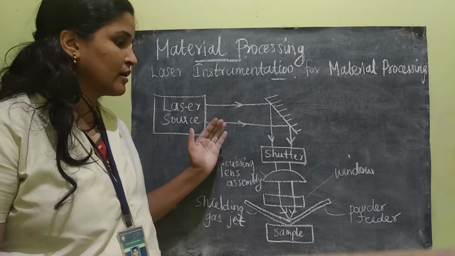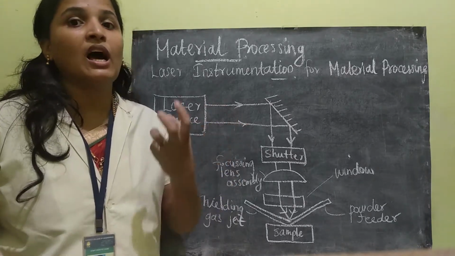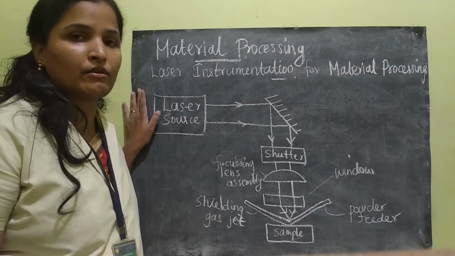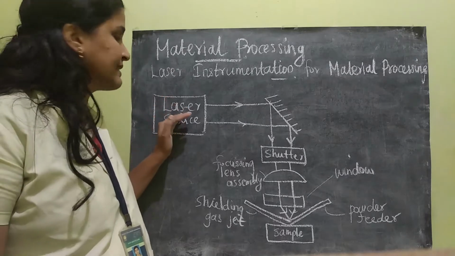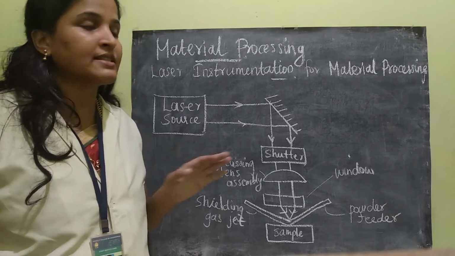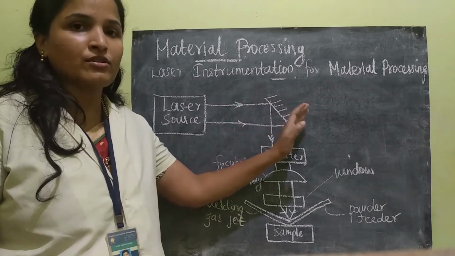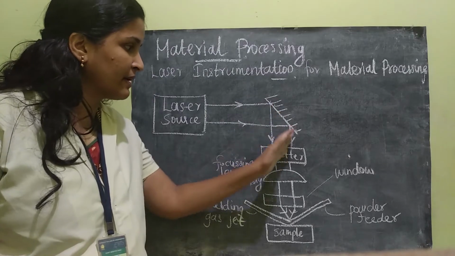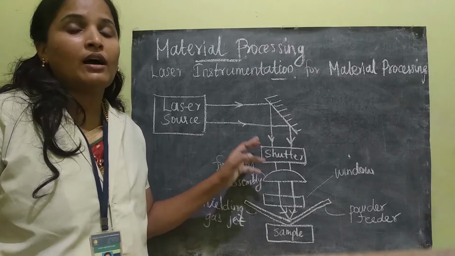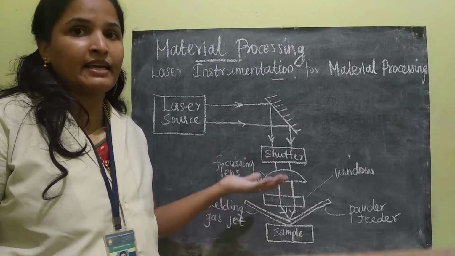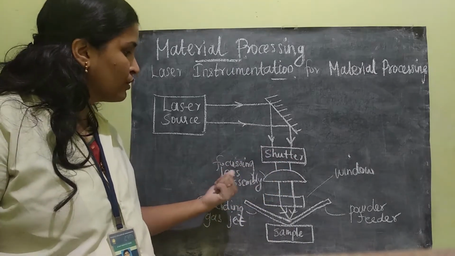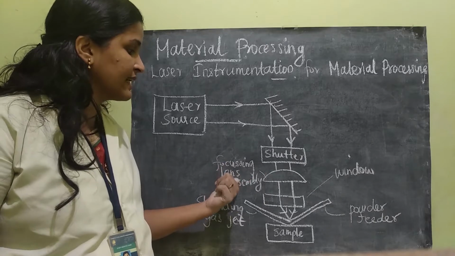We'll illustrate this with a simple laser welding process. This is the diagram of its construction. Initially the laser source is allowed to fall on the reflecting plane surface, and because of that surface, everything will be reflected towards the shutter. The purpose of the shutter is to allow the high intensity beam alone. After that it is allowed to fall on the focusing lens assembly.